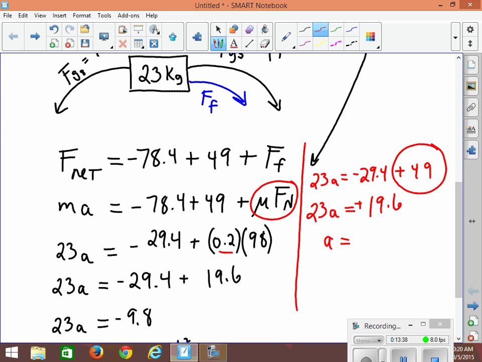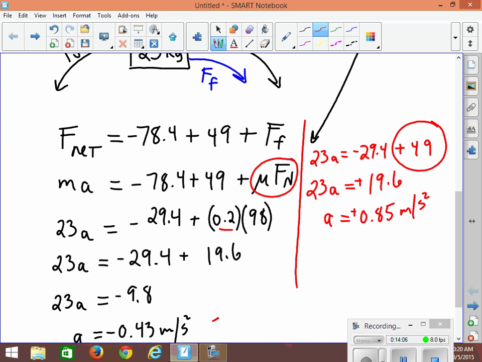If you weren't aware of what was happening and you just merrily went on your way and did your final calculation here, you would see that 19.6 divided by 23 gives 0.85. And you would say, there, I got my answer. Now, look very closely, this is positive, and this original answer over here was negative.